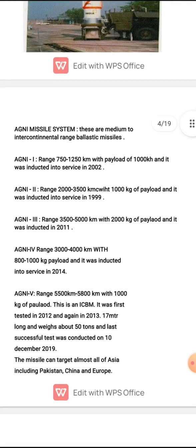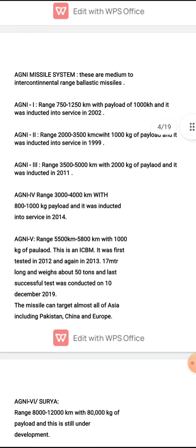Agni 3, its range is around 3500 to 5000 kilometers, and it can carry 2000 kg of payload, and it was inducted in 2011. Agni 4, its range is around 3000 to 4000 kilometers with 800 to 1000 kg payload, and it was inducted in service in 2014. Agni 5 is the latest. Its range is around 5500 to 5800 kilometers.